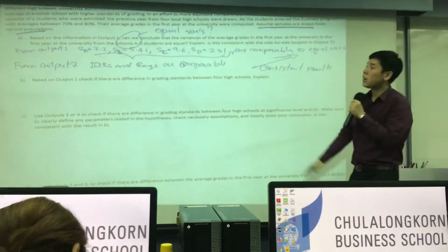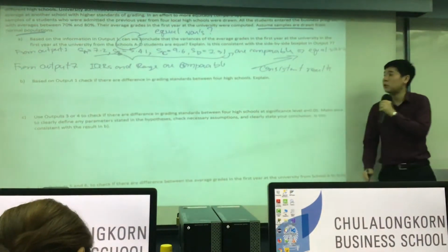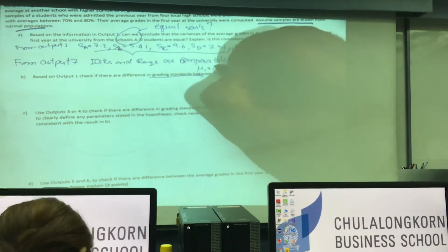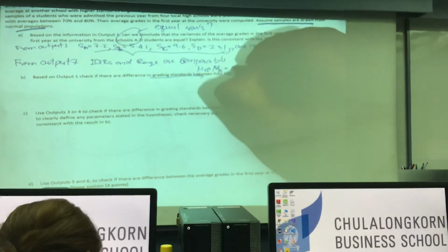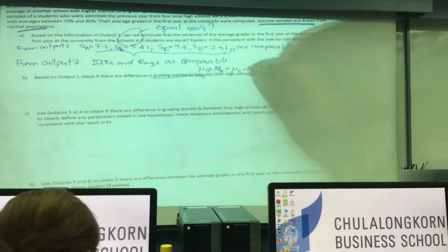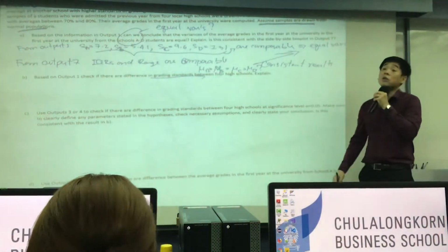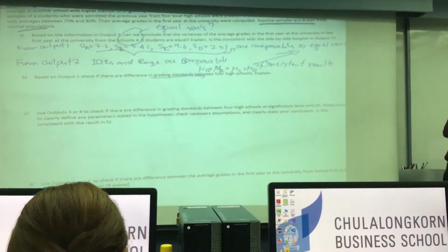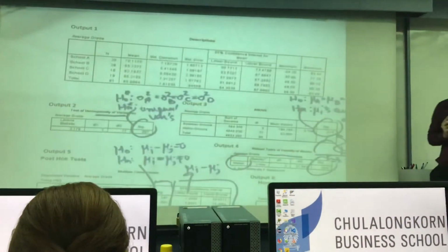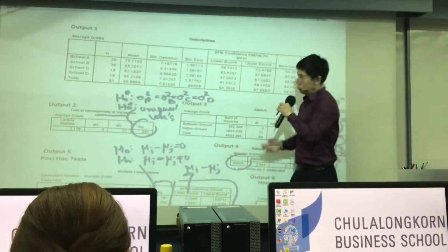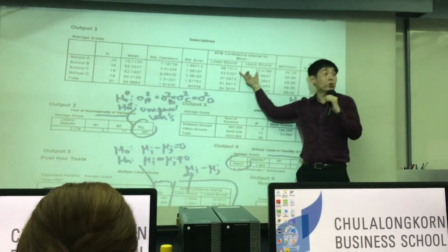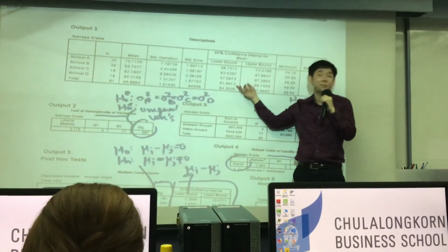Based on output 1, check if there is a difference in grading standard between the 4 schools. So what it's saying is, can we say that mu A, mu B, mu C equal mu D or not? Are they all the same or are there some differences? In output 1 you go back. There are 2 approaches that you can do: point estimation or use confidence interval. Which one is better?